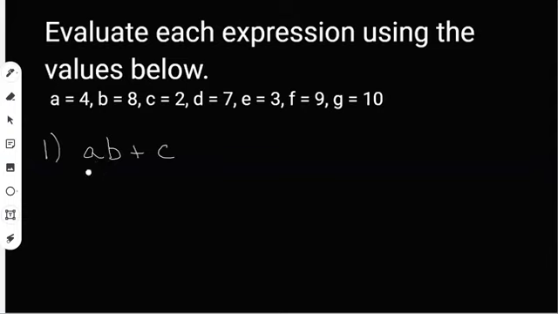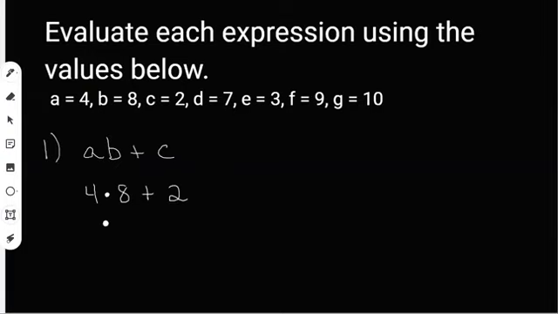So what I'm going to do is I'm going to replace A with a 4. And then we're multiplying, so I got to put a dot between. I know that B is 8. So I'm going to replace B with an 8. And then I'm going to add C, which is 2. And then I'm going to work out what this is.